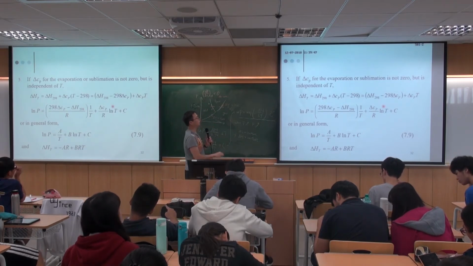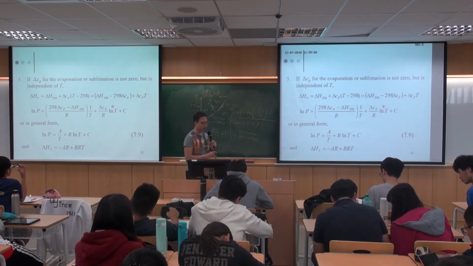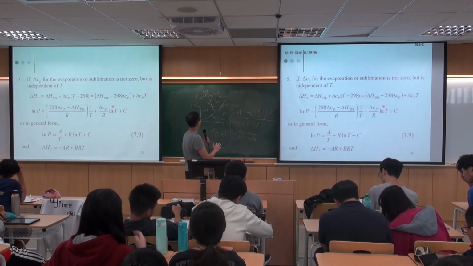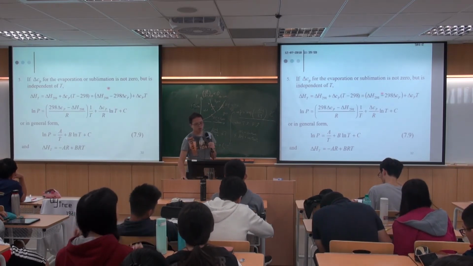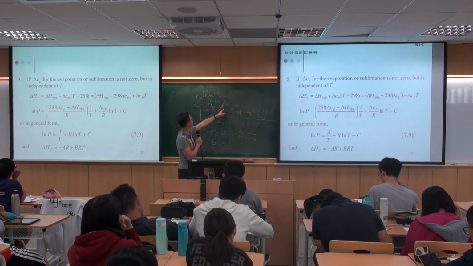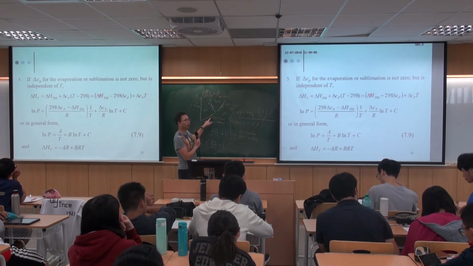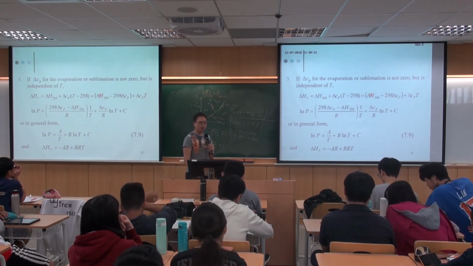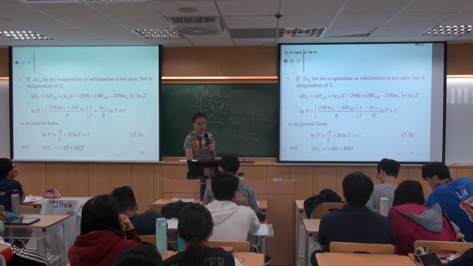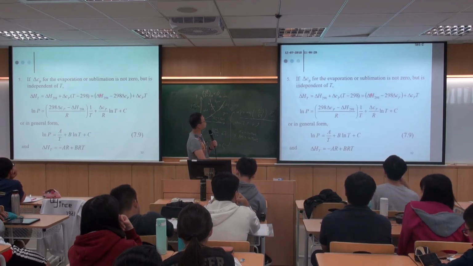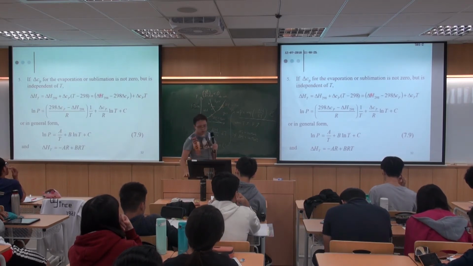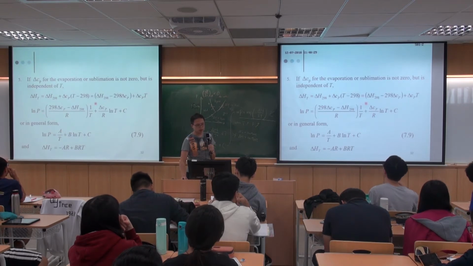But in reality, typically there's a difference between the molar heat capacity for the condensed phase and the vapor phase. So in this case, if there is a delta Cp for the evaporation or sublimation, so evaporation means here, and sublimation is from solid to vapor, right? If for these two processes, or for one of the processes, delta Cp is not zero, but let's simplify it a little bit more, that it is independent of temperature, then we know that we can use this expression.